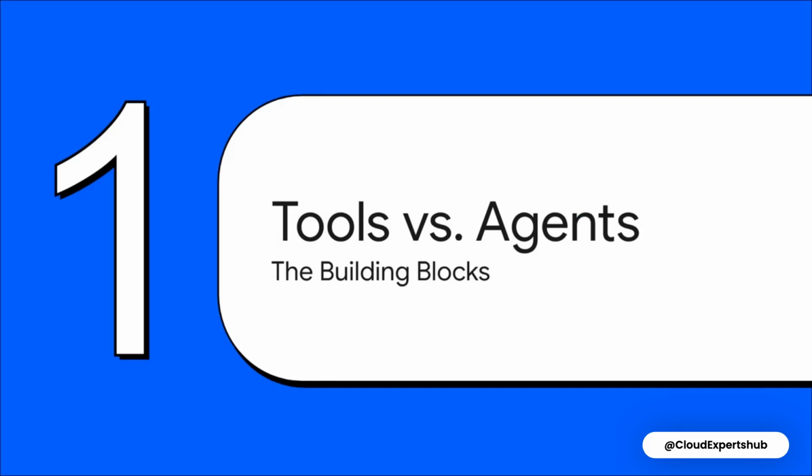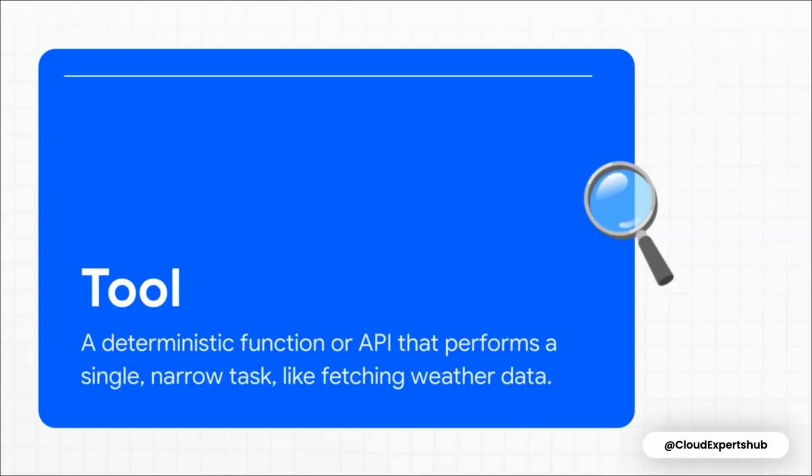Okay, so if we're going to build this team, we got to meet the players, right? Let's break down the fundamental building blocks of your AI system. We're talking about tools versus agents. First up, we have the tool. Now, a tool is basically the team's specialized equipment. Think of a calculator or maybe an API that just fetches the current weather. It does one thing, and it does that one thing perfectly every single time.